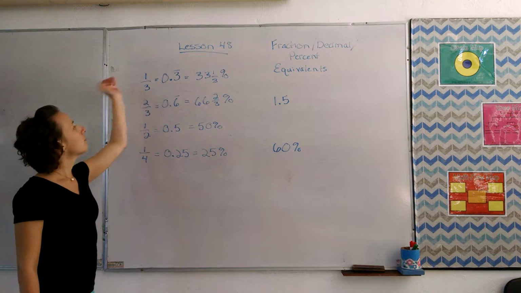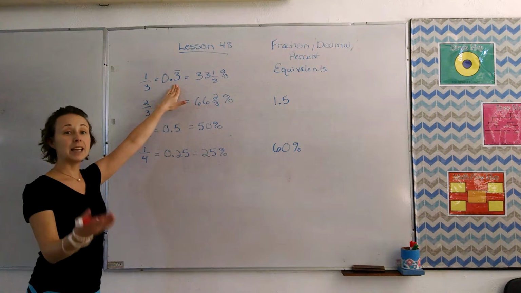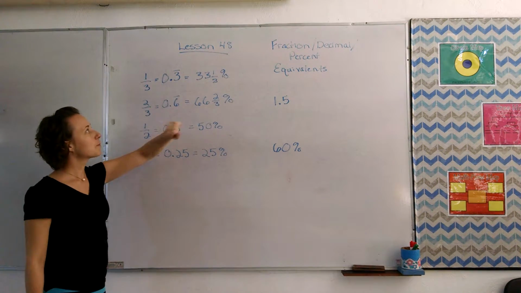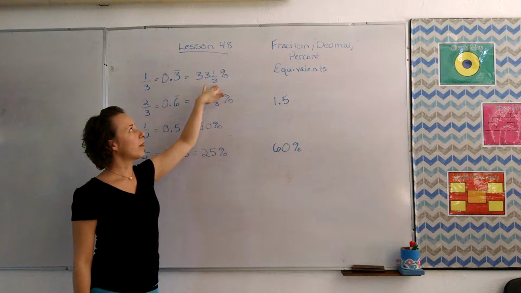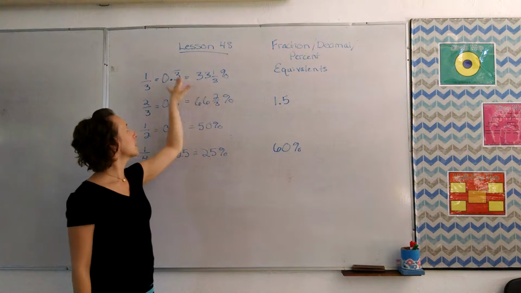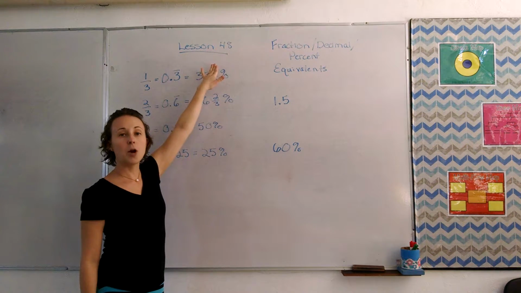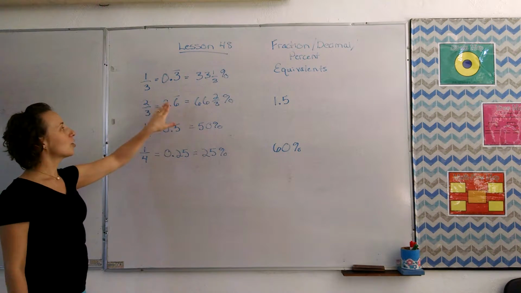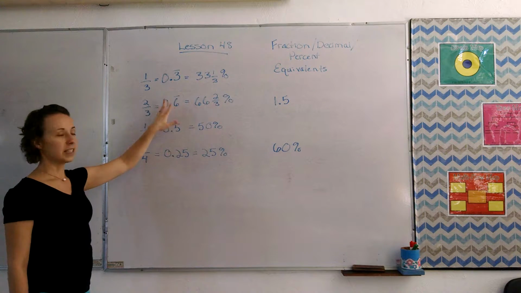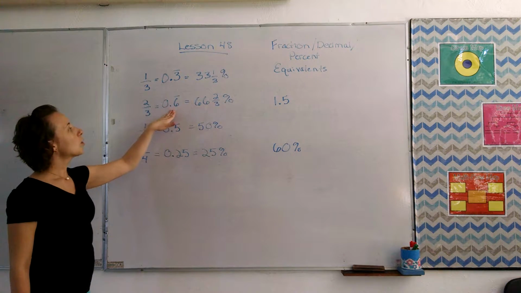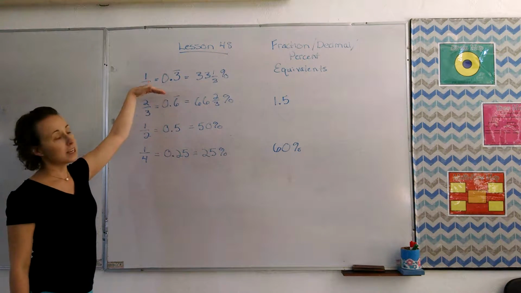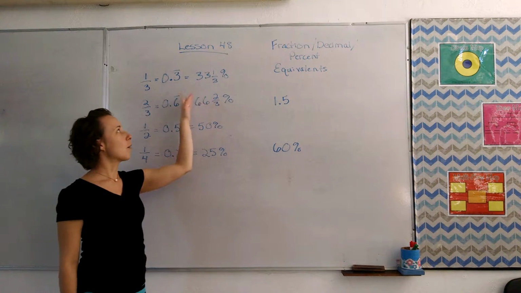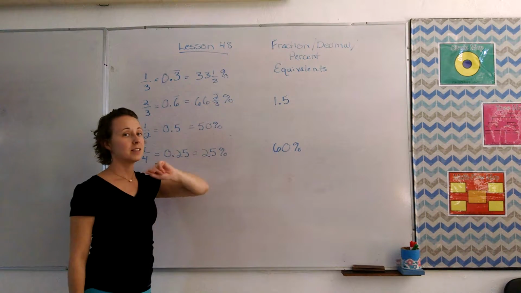1/3, 1 out of 3. That's 0.3 repeating. We put the bar over the repetend. Or 33 1/3%. That's how we're going to write this one out as a percent. We're going to write the part that repeats as a fraction. 2/3 is 0.6 repeating, 0.666666666, which we're going to write as 0.6 with the bar over the repetend. Or 66 2/3%. We're going to write the repeating part as a fraction, percent.